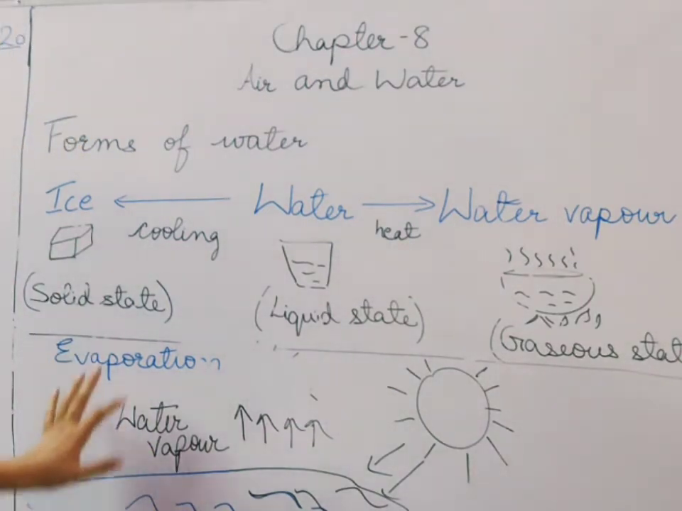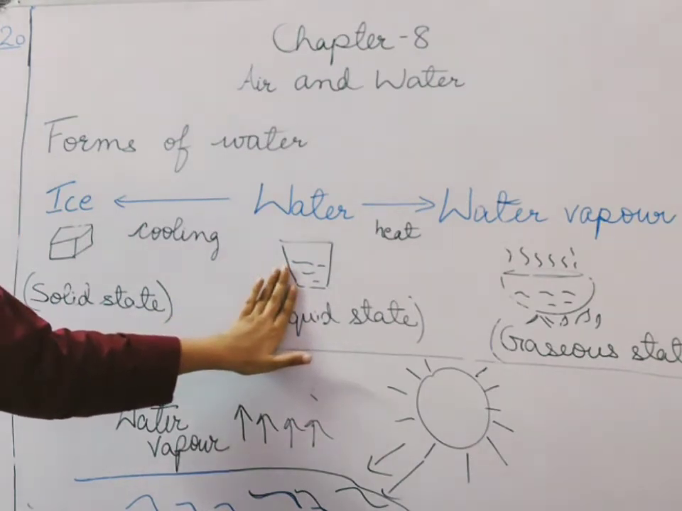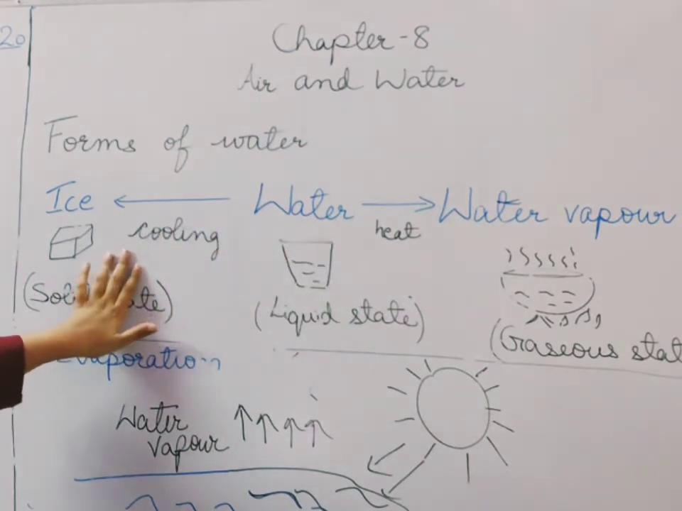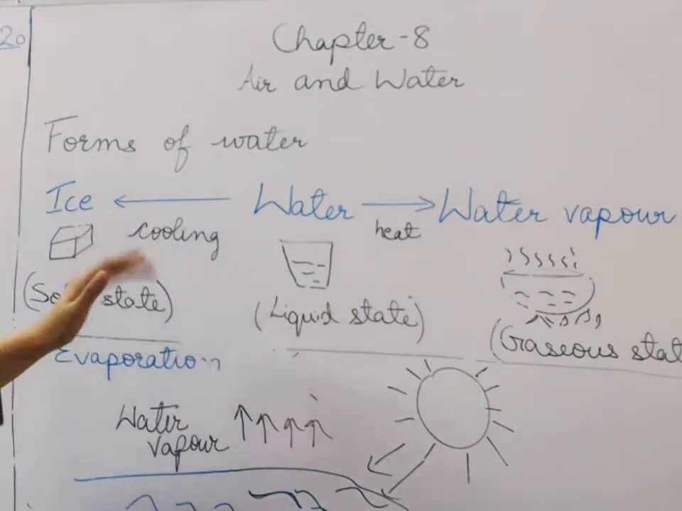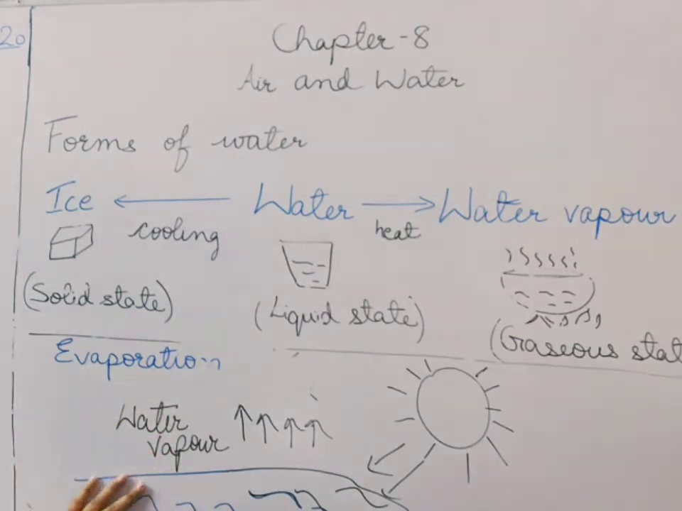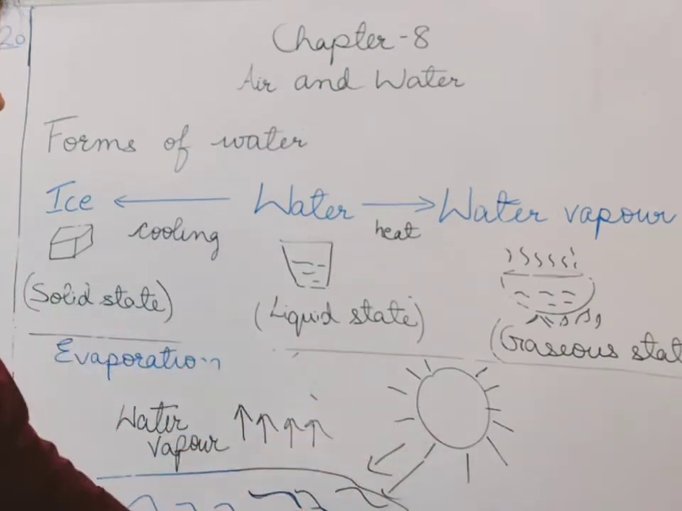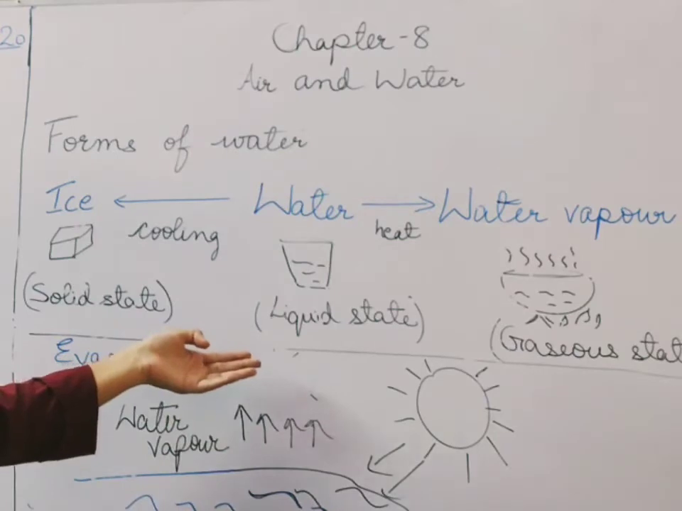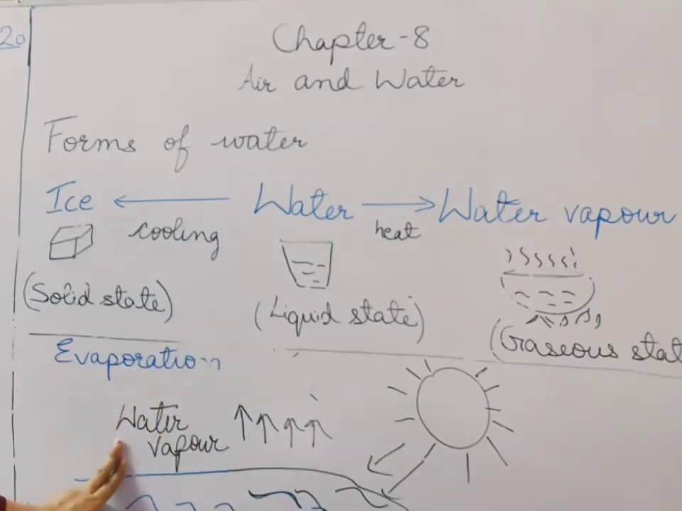This change in the form of water, if we heat it or cool it, exists in nature also. It happens in nature also. How does it happen in nature? When water from rivers, lakes, oceans, seas or any other big water bodies gets heated up due to the heat of the sun, it rises above in the form of water vapor.